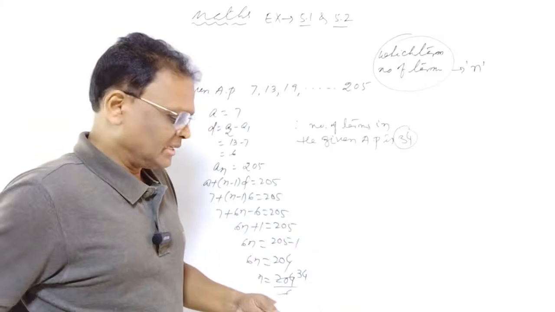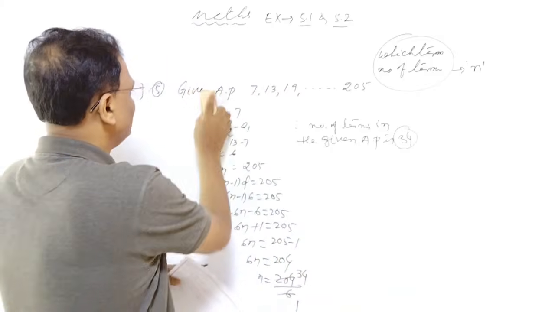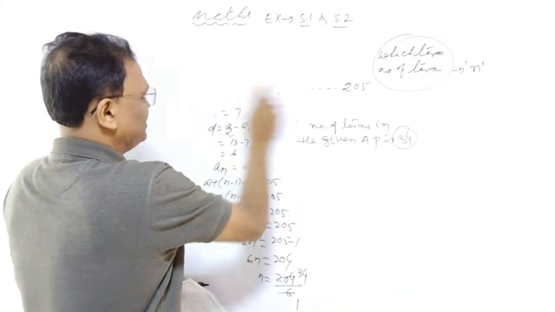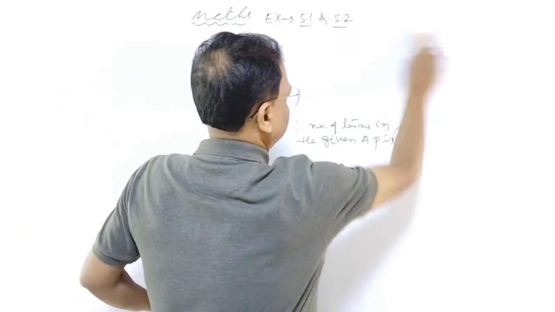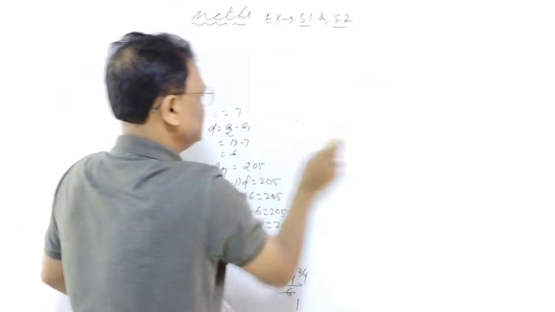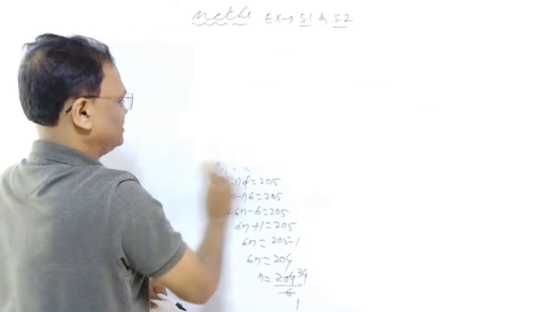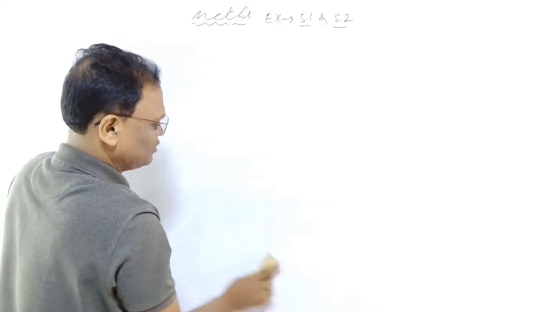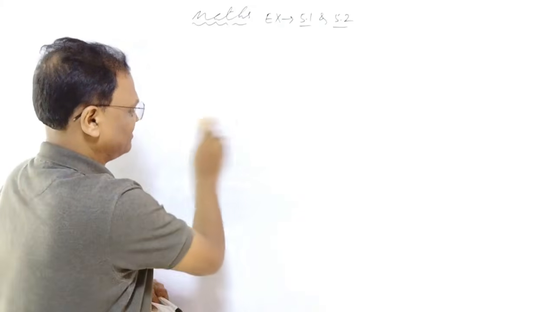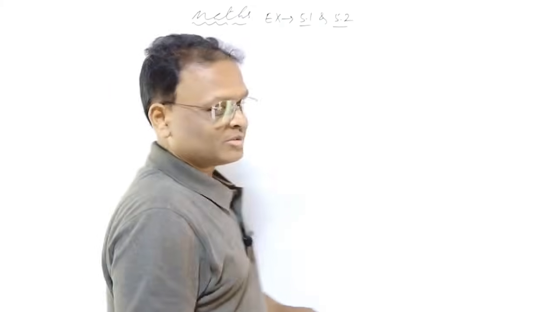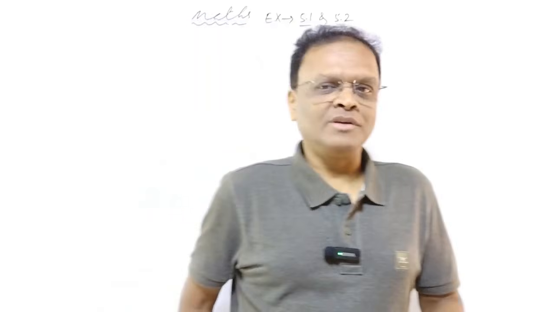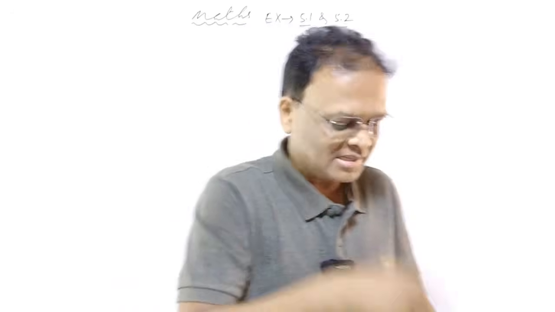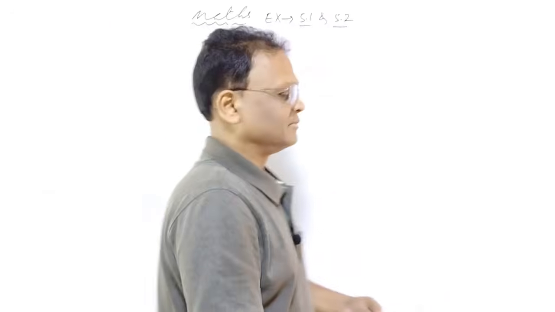Question number 6 is, you have to check something. He has given one number, and that number you have to check. You have to check if you go on writing the sequence or series of the AP, whether you are getting that number in your series or not, that is what is being asked.